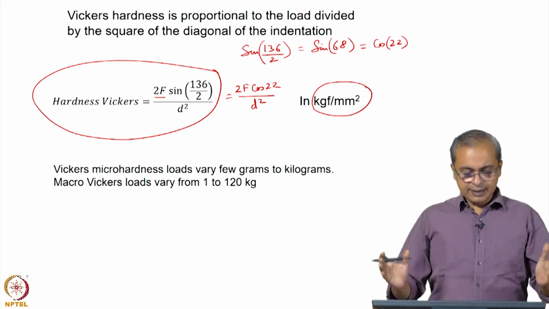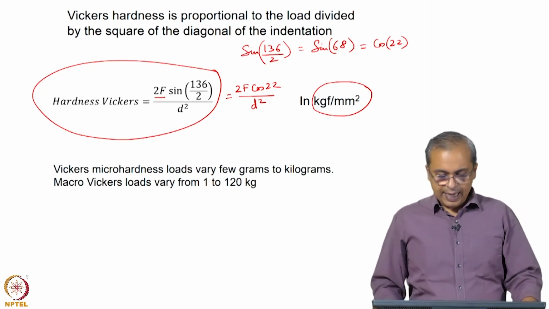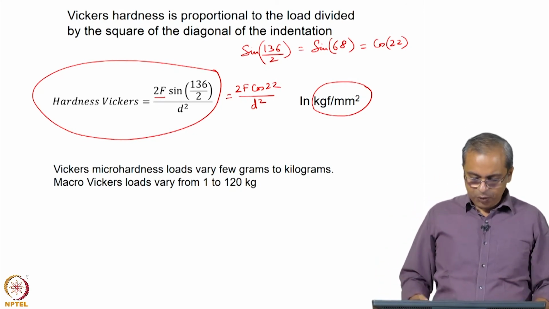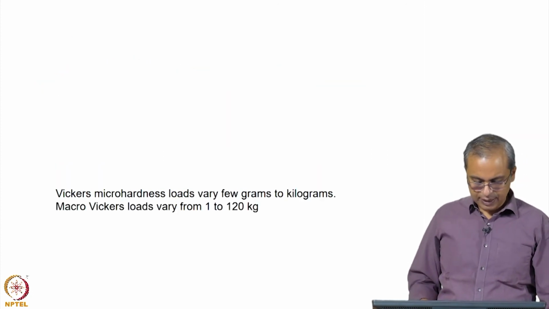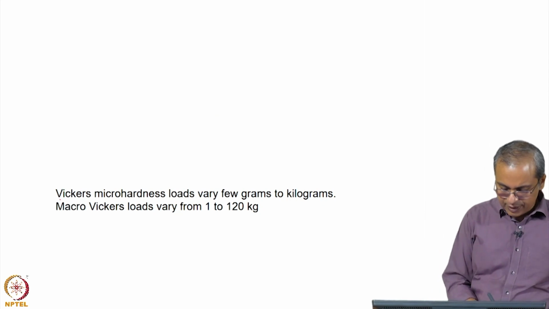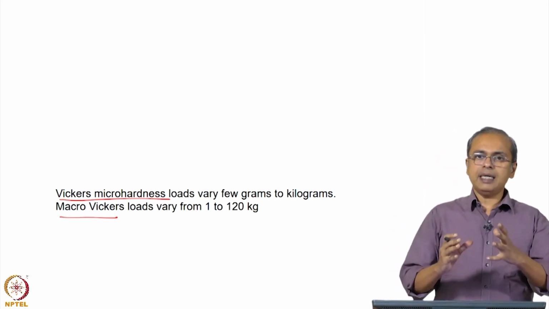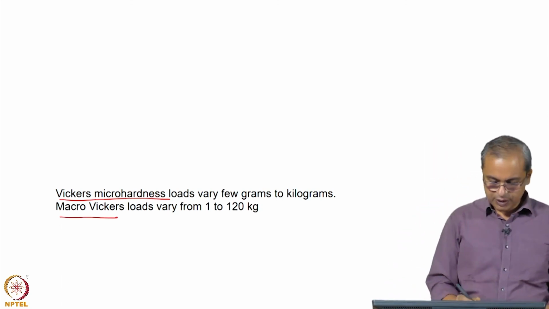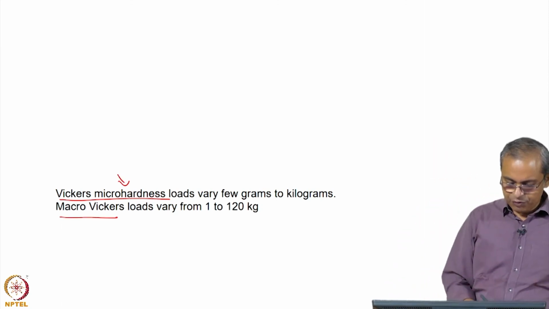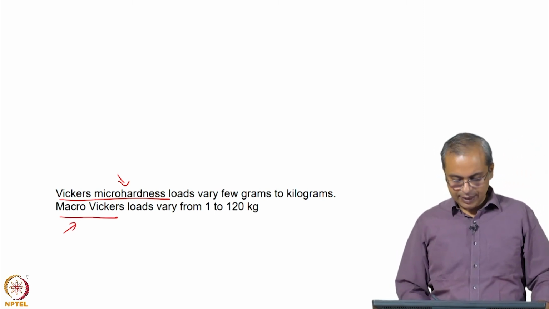So, this is the hardness, and this is how we get Vickers hardness measurement done. The other point that we need to keep in mind as we close this discussion is that there is something called Vickers micro hardness and there is something called macro Vickers hardness. Typically, for the nanoscale materials we would have to use the micro hardness technique, and for the conventional materials we would have to use the macro Vickers hardness technique.